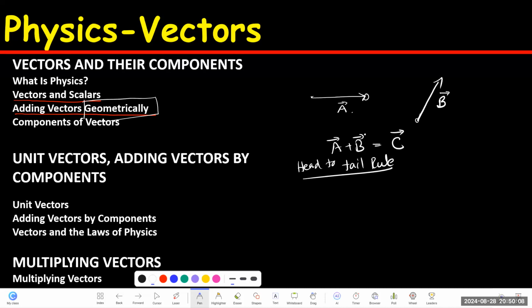So how can I draw it? I'm going to take this A and draw it as is. And then I'm going to take this B and place B over here in such a way that this is B, this is A. And the resultant, the C vector, should start from the tail and end at the last head. Last head means the head of it. So if I connect them together, the yellow one is called C. This is the graphical method.